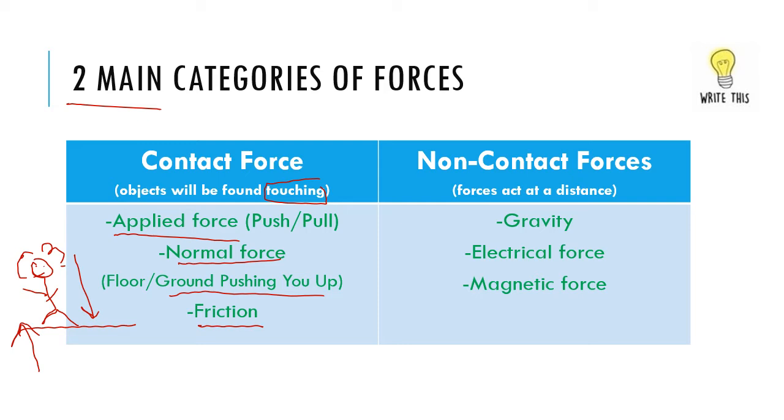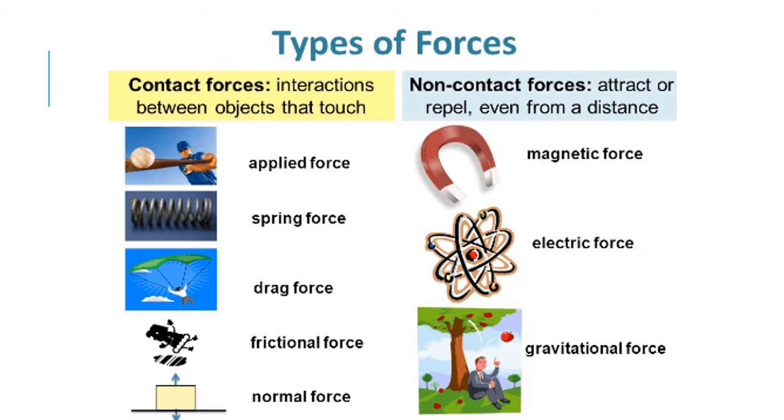Then if we come over here, we have 3 kinds of non-contact force. Keyword non. That means they are not touching. And force is actually acting at a distance. So we have gravity, electrical force, and magnetic force. So again, we see our 2 kinds of forces. This is showing you some more examples of contact forces and our main examples of non-contact forces.